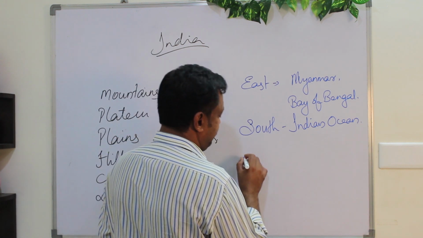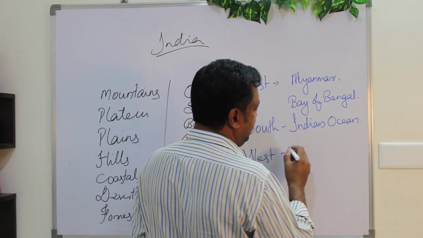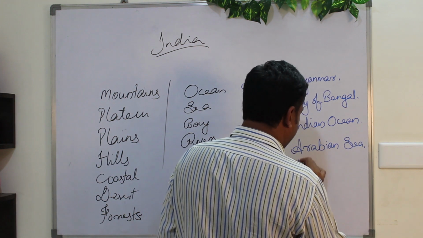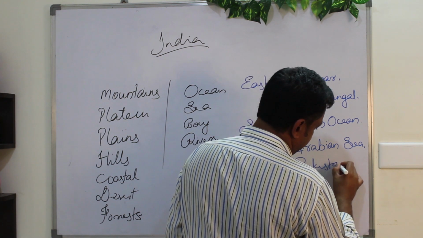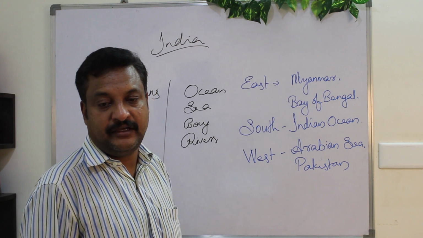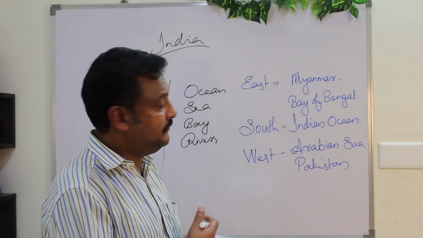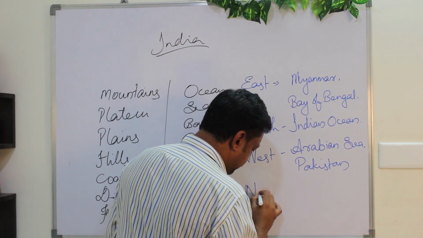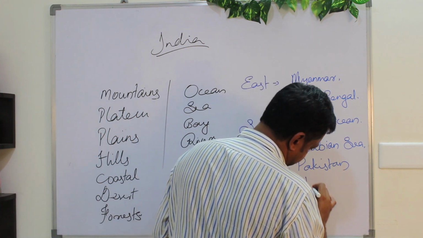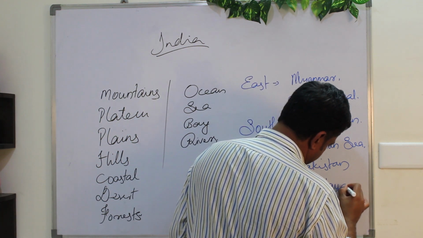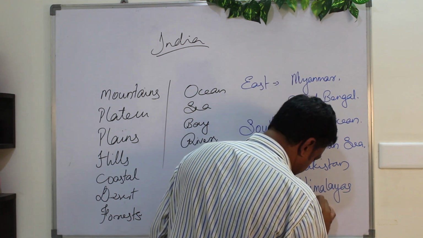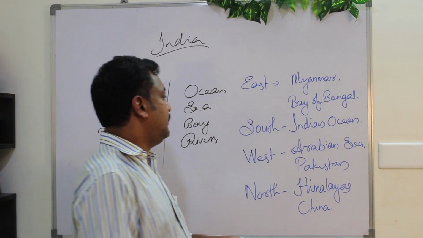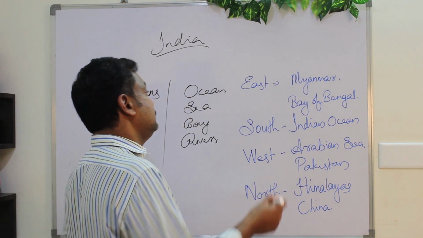In the west we have Arabian Sea and Pakistan. Okay, in the west we have Arabian Sea in the bottom part and Pakistan in the northern part. And in the north we have Himalayas, China. Right? So these are the major boundaries of India.